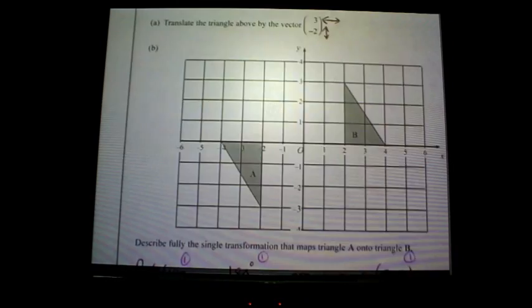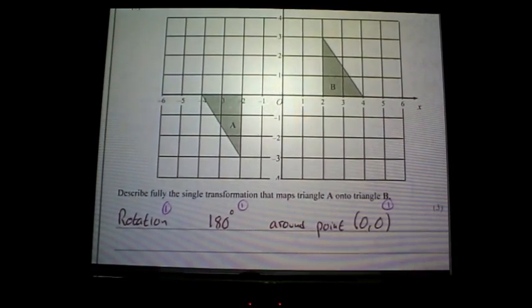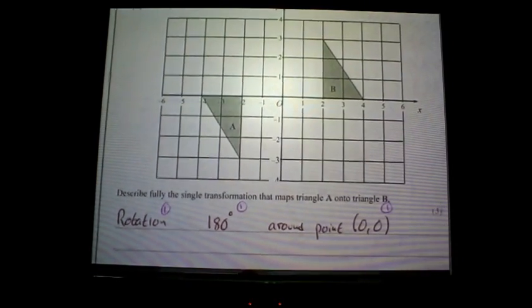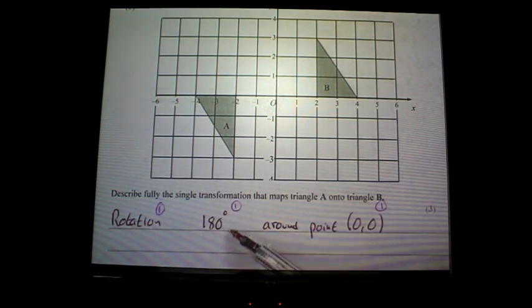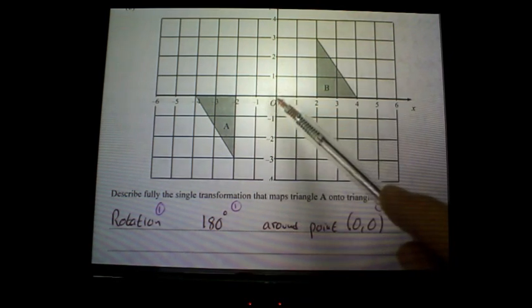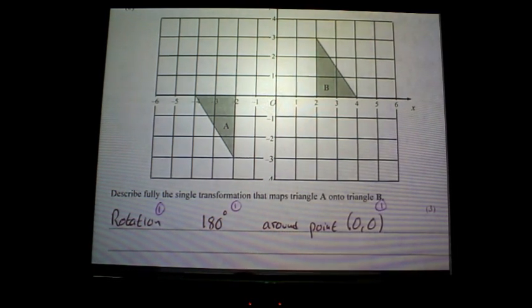Next one, describe the single transformation that maps A onto B. 3 marks here. You get 1 mark for saying it's a rotation, 1 mark for saying 180 degrees. It doesn't matter which way round it goes because it's half a turn, or you could even say half a turn, and you've got to say it's around point (0, 0), or you could say it's around the origin. That is also fine. Question number 13.